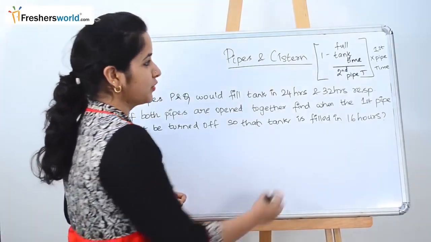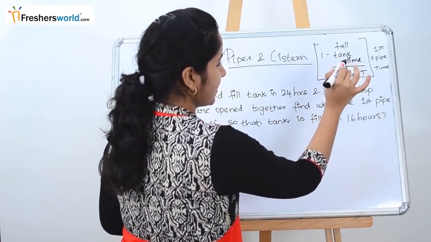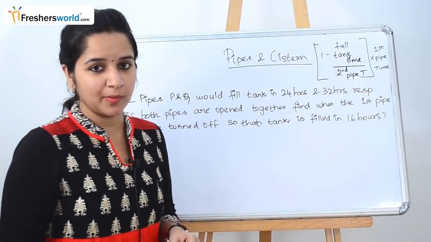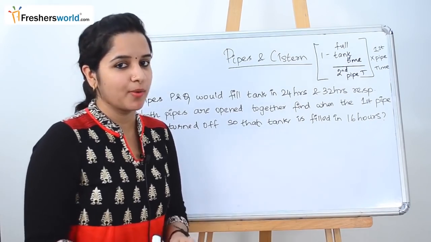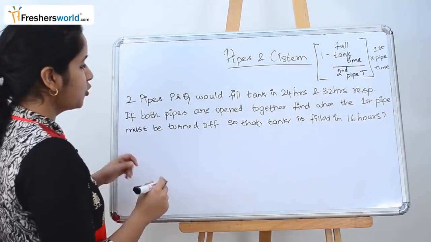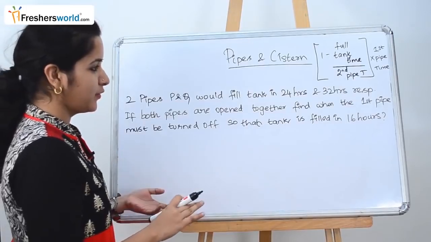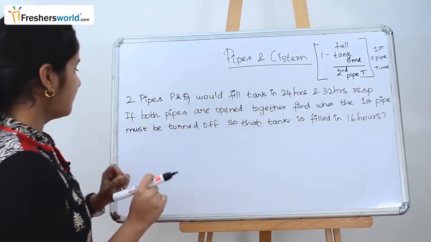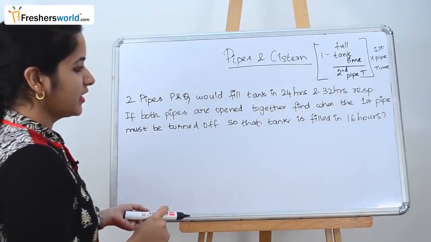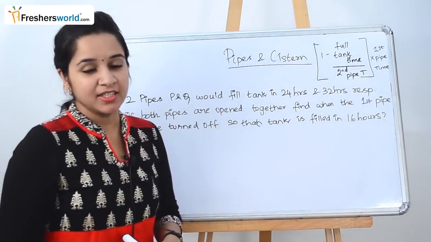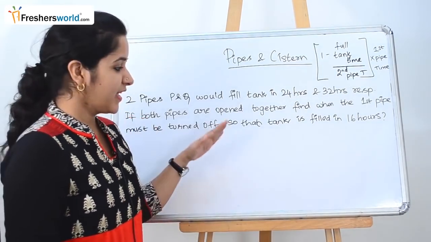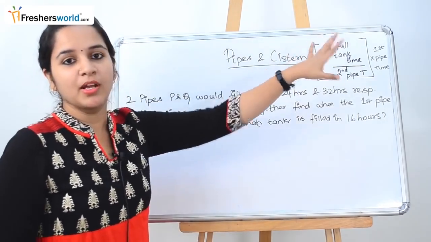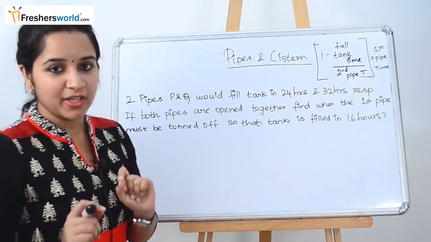The second concept that we are going to look at today is 1 minus full tank time by second pipe time, into first pipe time. Let's solve a problem to understand the formula better. The question is: 2 pipes P and Q would fill a tank in 24 hours and 32 hours respectively. If both pipes are opened together, find when the first pipe must be turned off so that the tank is filled in 16 hours. This is a very common type of problem. There is a very elaborate way of doing it, but instead we are going to use a shortcut formula to finish it in less than 10 seconds.